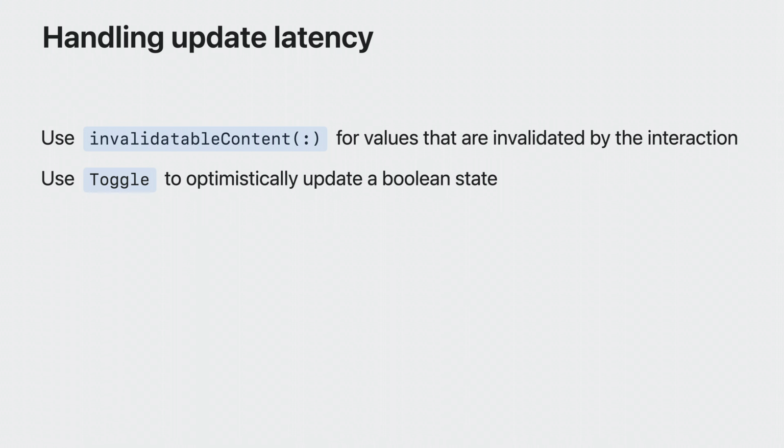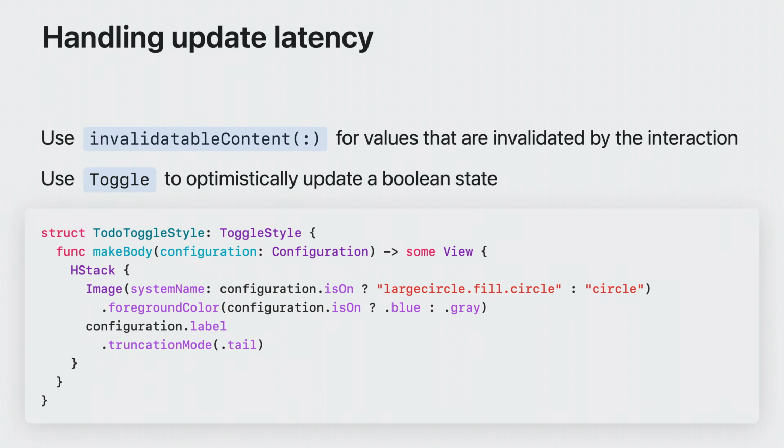Toggle goes one step further and will optimistically update its presentation when interacted with, without having to wait for a round trip to the widget extension and back. This is done automatically on your behalf at archive time by pre-rendering the toggle style in both configurations. Make sure, if you define your own toggle style, to check the configuration's isOn property from the style and use that to switch the appearance.